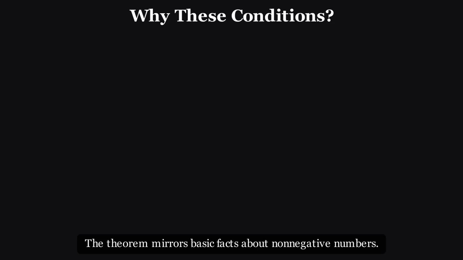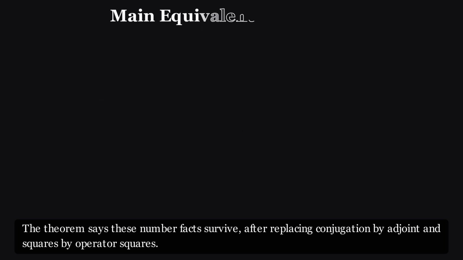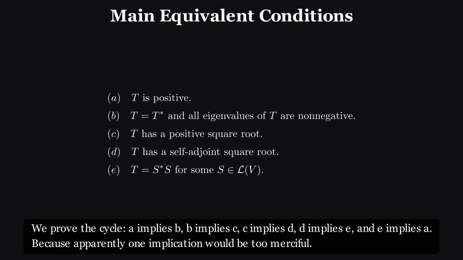The theorem mirrors basic facts about non-negative numbers. The theorem says these number facts survive after replacing conjugation by adjoint and squares by operator squares. Here is the central theorem for positive operators. We prove the cycle. A implies B, B implies C, C implies D, D implies E, and E implies A, because apparently one implication would be too merciful.